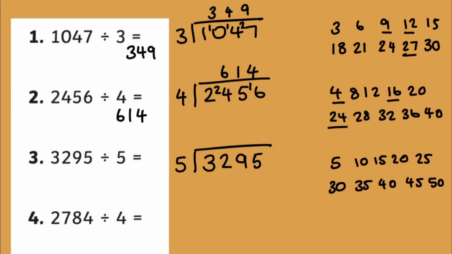3295 divided by 5. And a good thing about this number, we can see it is going to be divisible because we've got a 5 at the end. If it's got a 5 or a 0, we know that it's definitely going to be a whole number. So 5 into 3 we can't do, so carry that 3 over. 5 into 32, our closest is 30. So that's 6 lots, and we've got 2 left over. 5 into 29 is 25, so that's 5 lots.